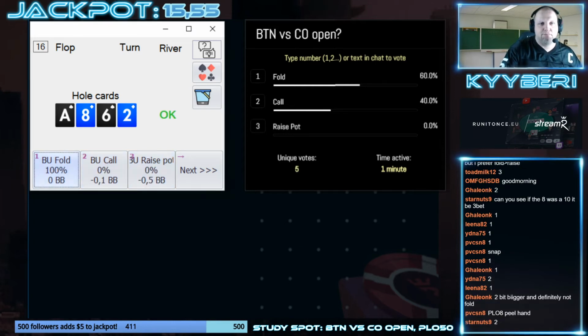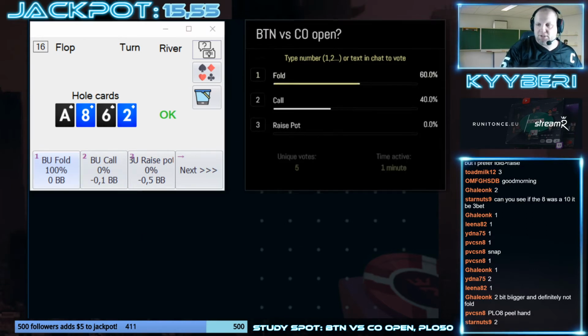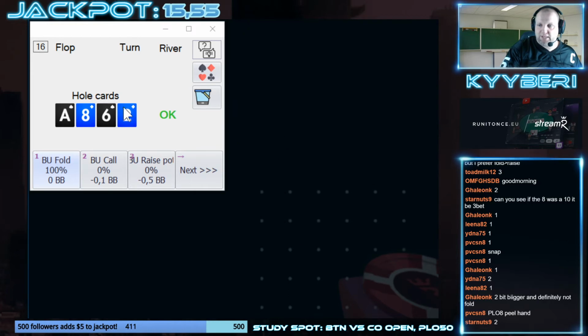I would say fold. But the EV of a call is not horrible. 3-bet would be quite interesting, but the EV of a call is not that horrible. So once again, if you call with this hand, it's not going to sink your win rate. The hand selection, the way you play it might.